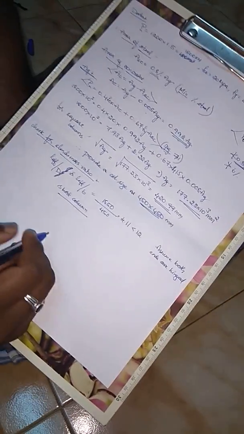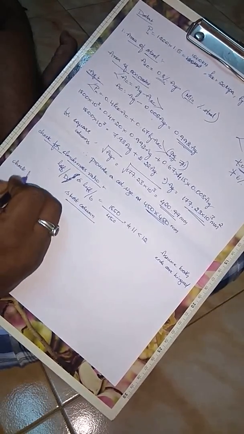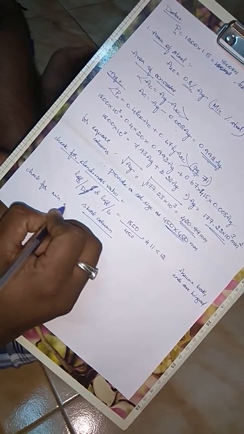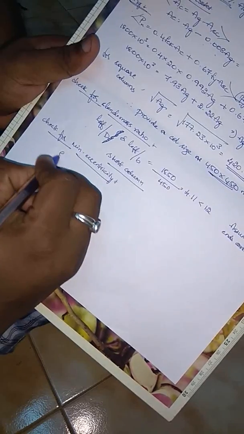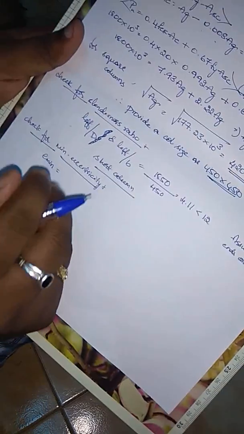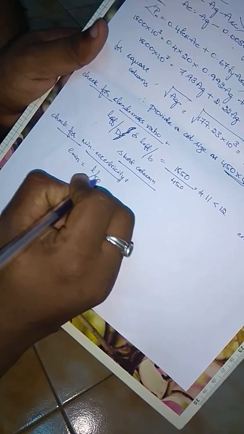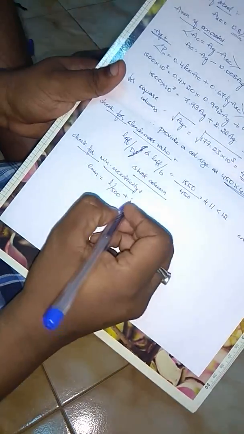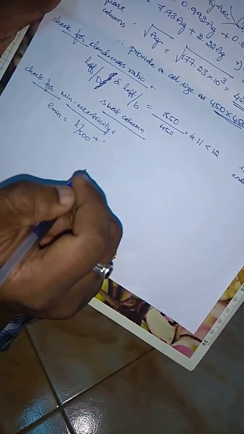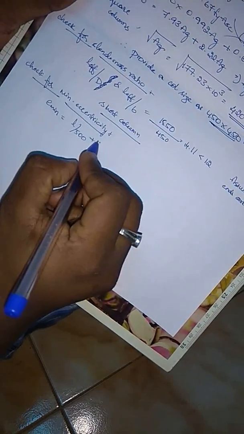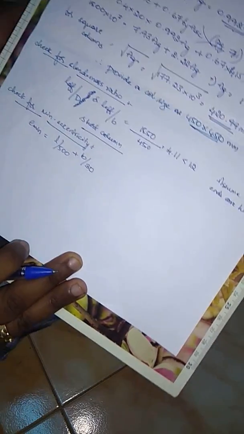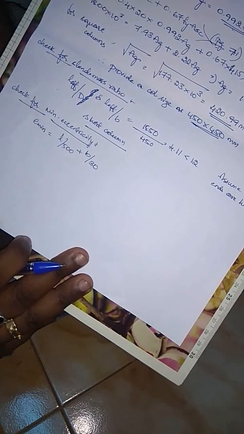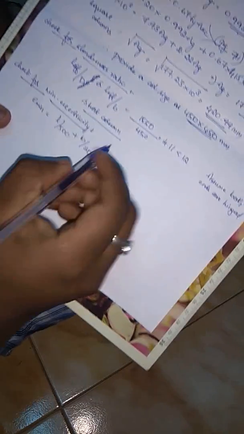Next, check for minimum eccentricity. E minimum is equal to, we know the formula, L by 500 plus B or D by 30. Since it is a square column, you can substitute either B or D, both are same. If B and D are separate, then you have to find it in the longer direction and in the shorter direction. L by 500 plus B by 30, substitute the value.